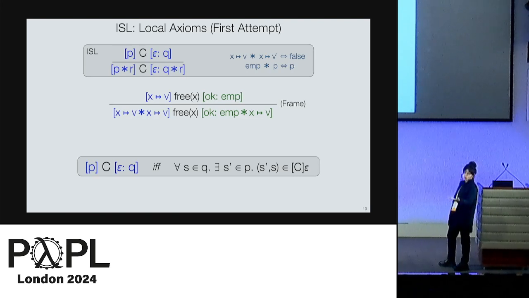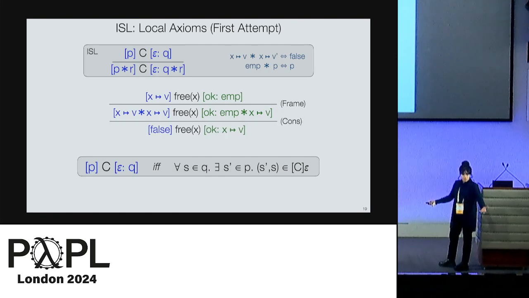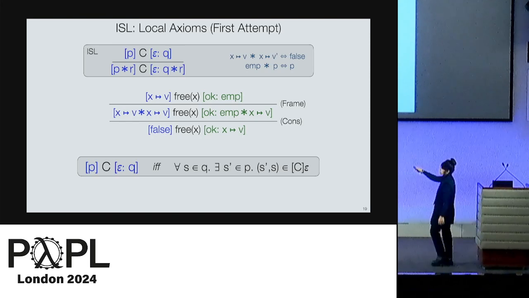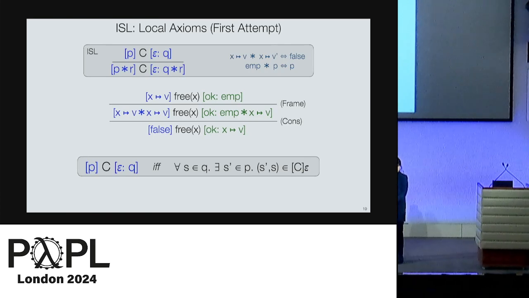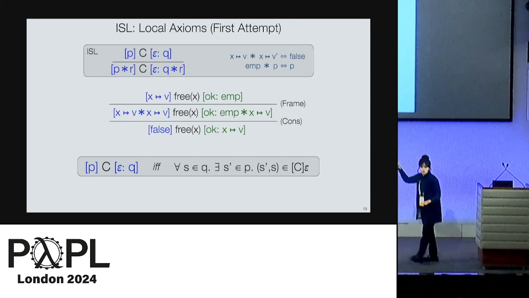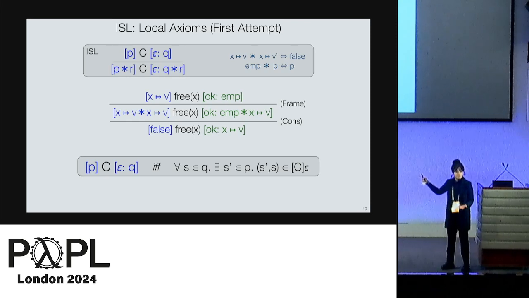So since you're all separation logic whizzes, what do I get on the right-hand side? Emp star anything is that thing itself. But I can't, of course, duplicate x points to v with x points to v, so I get false on the left-hand side. Now, if this was an over-approximate triple, it would be no problem at all. If it was a Hoare triple, it would just be vacuously true, right? Do you agree? Good. But in the under-approximate setting of ISL, this is incorrect.